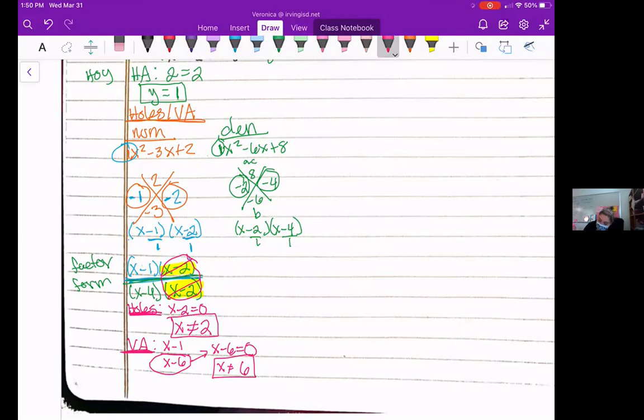Okay, so we have one vertical asymptote, so that means that the number of branches is just going to be 1 plus how many you have. So we're going to have 2 branches.